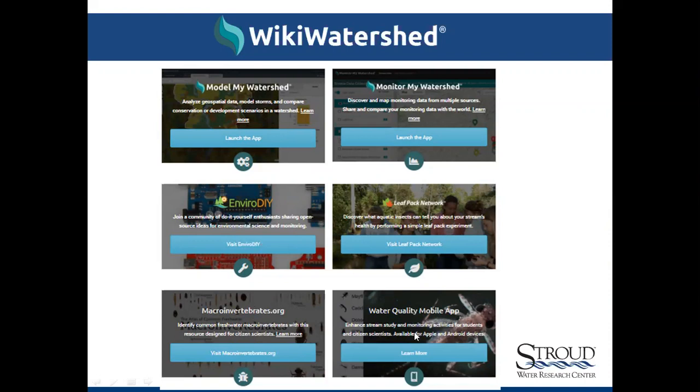And then there's the Water Quality mobile app, which is essentially a phone app that allows you to record stream data such as macroinvertebrate data, water quality data, physical habitat data, and take photos and coordinates of your site.